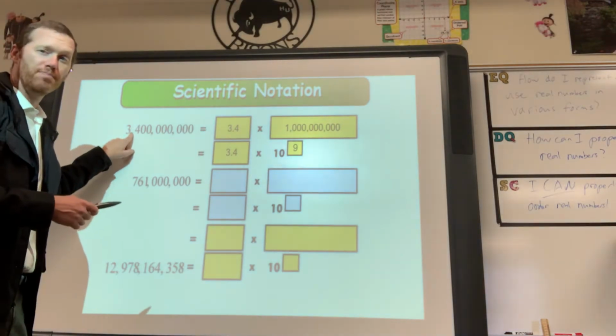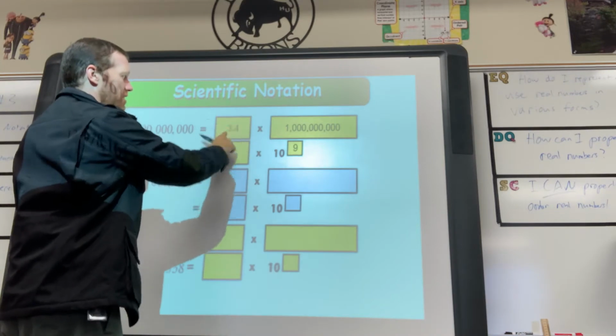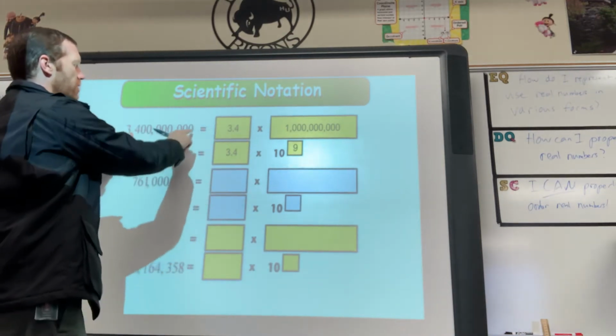I've made a new number, kind of, right? And that new number is going to be the coefficient of my scientific notation. That's how I got 3.4. Looking for a number between 1 and 10, yada, yada, yada.